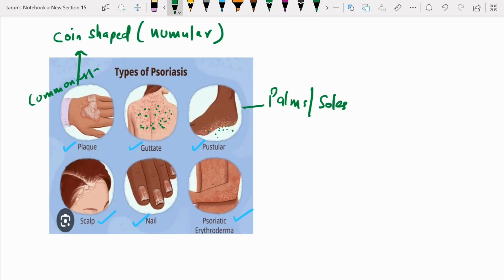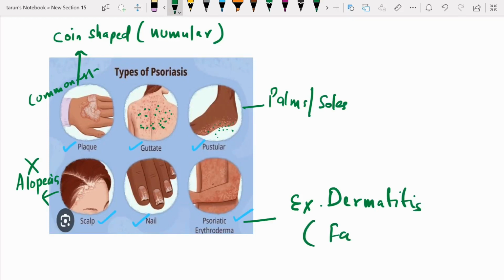Then we have scalp psoriasis, where the scalp is involved, and alopecia usually does not occur in scalp psoriasis. Then we have nail psoriasis, and then psoriatic erythroderma. Psoriatic erythroderma will lead to exfoliative dermatitis, which is a very fatal condition.